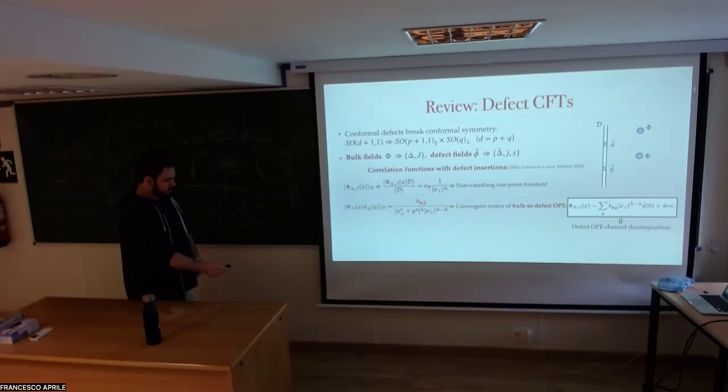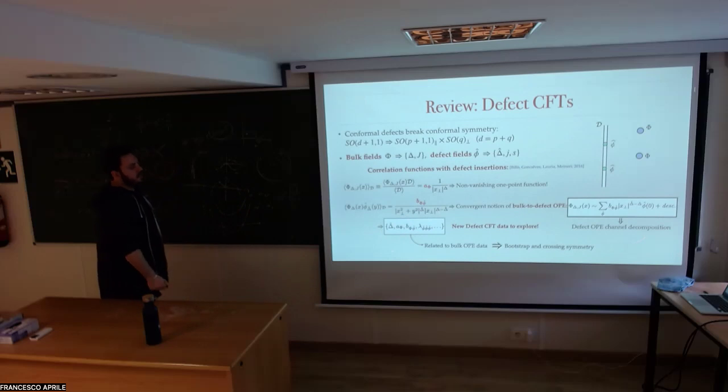So in general, we have a new collection of CFT data that we can explore, containing the dimension of the operators in the defect, the one-point function, the bulk-defect two-point function, and also the OPE coefficient inside it. And these CFT data are actually related to the usual bulk CFT data via some crossing equation. So the idea of the defect bootstrap is to use the crossing equation, solve this equation, and extract this new CFT data in terms of the known ones for the bulk channel.